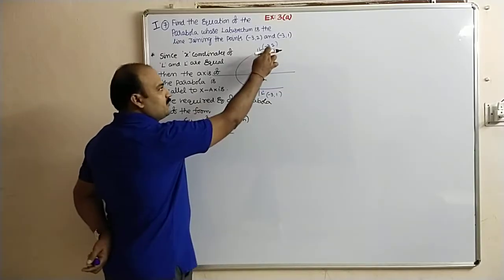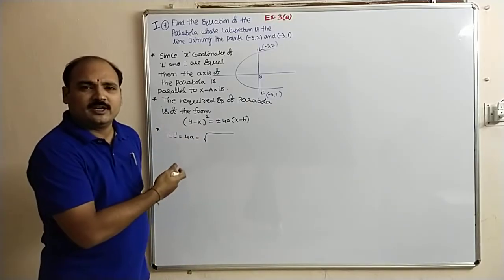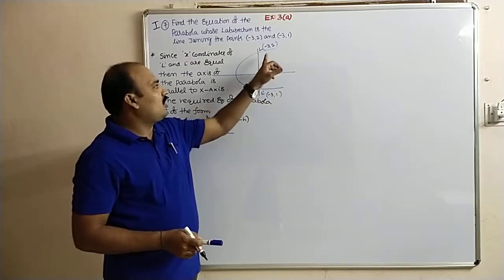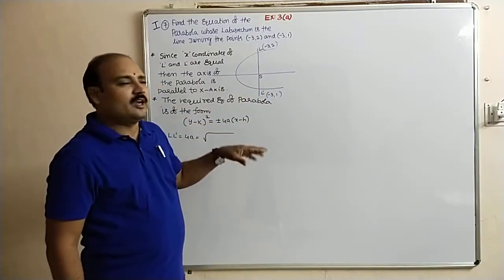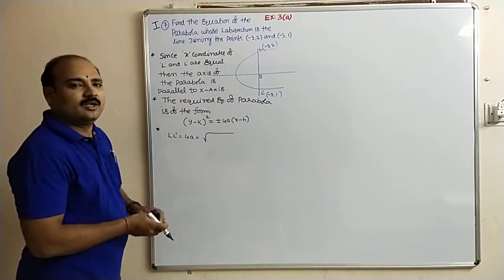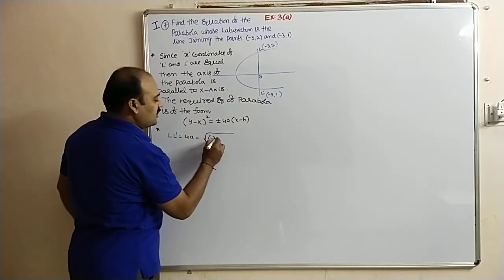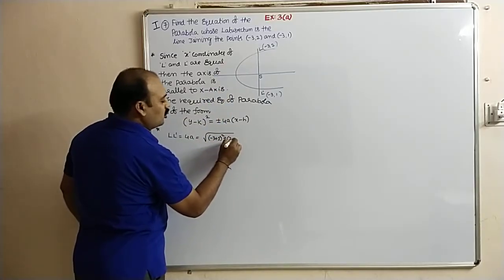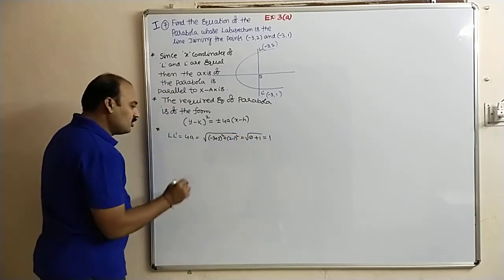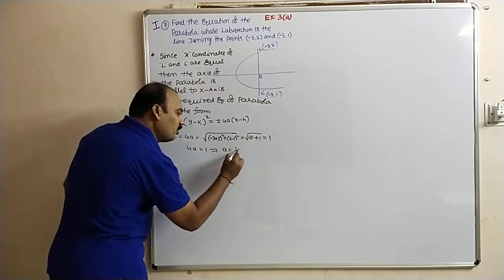By finding the distance between these 2 points, directly also we can find without using the distance formula. Why? Because the points whose x coordinates are equal, the distance between them is the difference of y coordinates. So 2 minus 1 we can write directly. But for those who are not able to understand, I will write it in formula form: root of minus 3 plus 3 whole square plus 2 minus 1 whole square, which is equal to root of 0 plus 1, which is equal to 1. So 4a is equal to 1. That implies a is equal to 1 by 4.